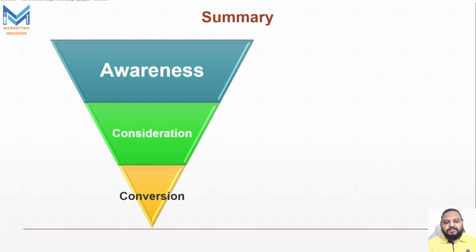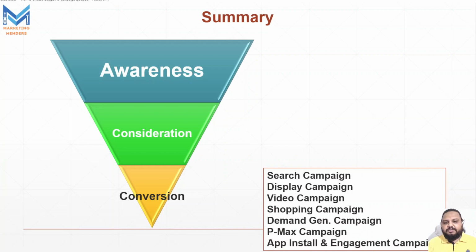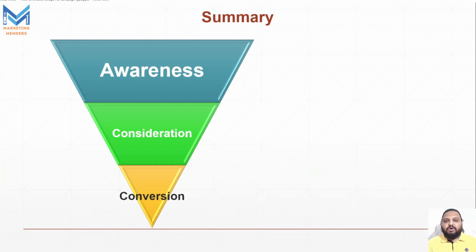Last, conversion stage. You have been in the business for a very long time now and you want people to buy your product. So for the conversion stage, you should again be using any of these campaign types: search campaign, display campaign, video campaign, shopping, demand generation, PMax campaign, app install and app engagement campaign. So with these different campaign types, you will be able to achieve all your marketing objectives.